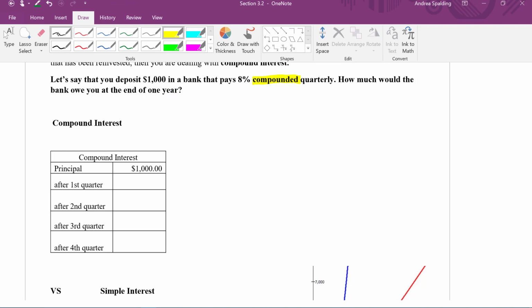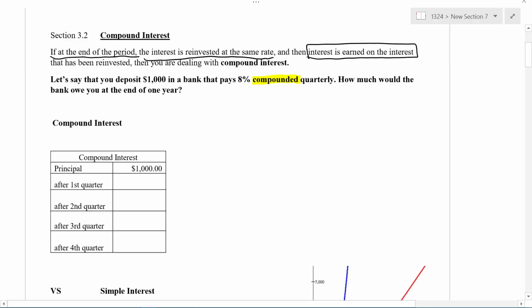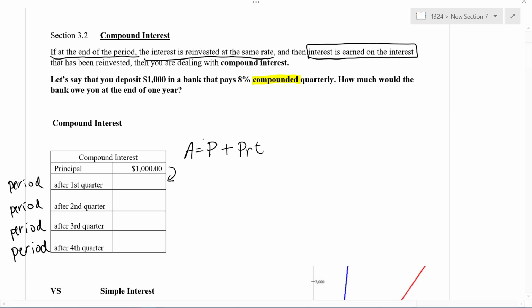Okay, so we have 4 different quarters, and each one of those quarters is what we would call a period. And the interest gets calculated for each period. So we want to calculate how much money we would have in the bank after the first quarter. I'm going to use the formula that we talked about: we have our principal plus the interest, and we're going to calculate it for each quarter separately. So for the moment, we're using that simple interest formula. How much will we have at the end of the first quarter?